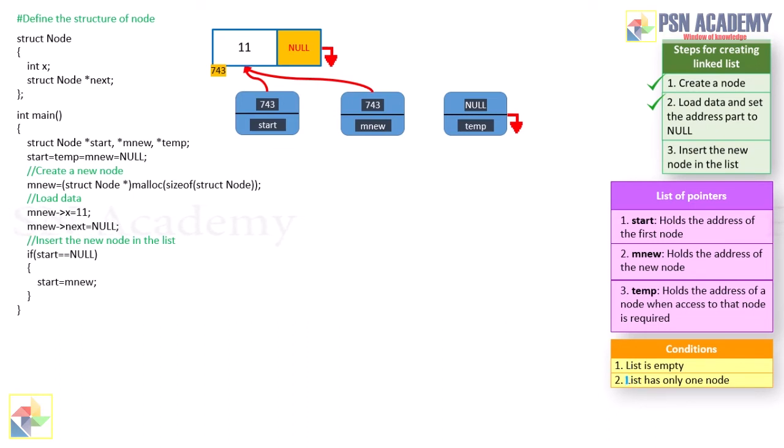Now the second condition, list has only one node. How will you know that the list has only one node? So let's see this figure. You see, this mnew is holding the new address that is ready to be inserted, and start is holding the first node in the list. You also notice that the start next pointer is null. That means there is no second node here in the list. So this proves that there is only one node in the list.